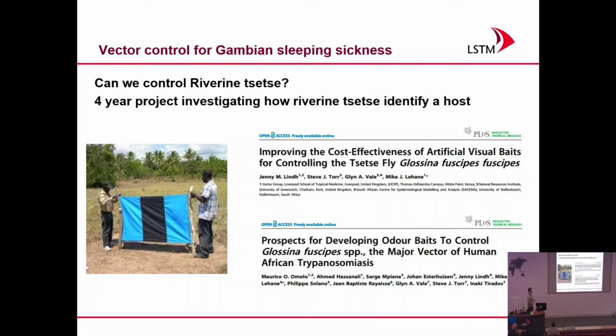So all of these methods have been developed primarily for savanna species of tsetse fly, but how can we go about controlling the riverine tsetse, which transmit Gambian sleeping sickness? So this question led to the start of a 4-year project by Mike Lehane here at the school and NRI in Greenwich and international partners to look at how riverine tsetse identify a host to feed on.